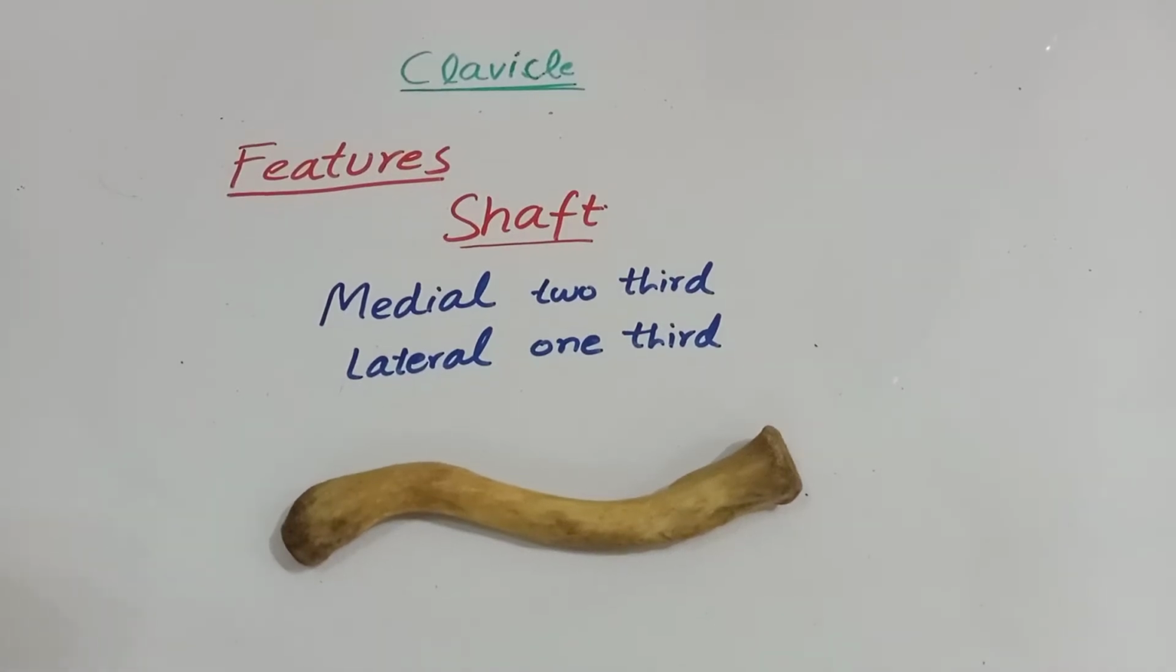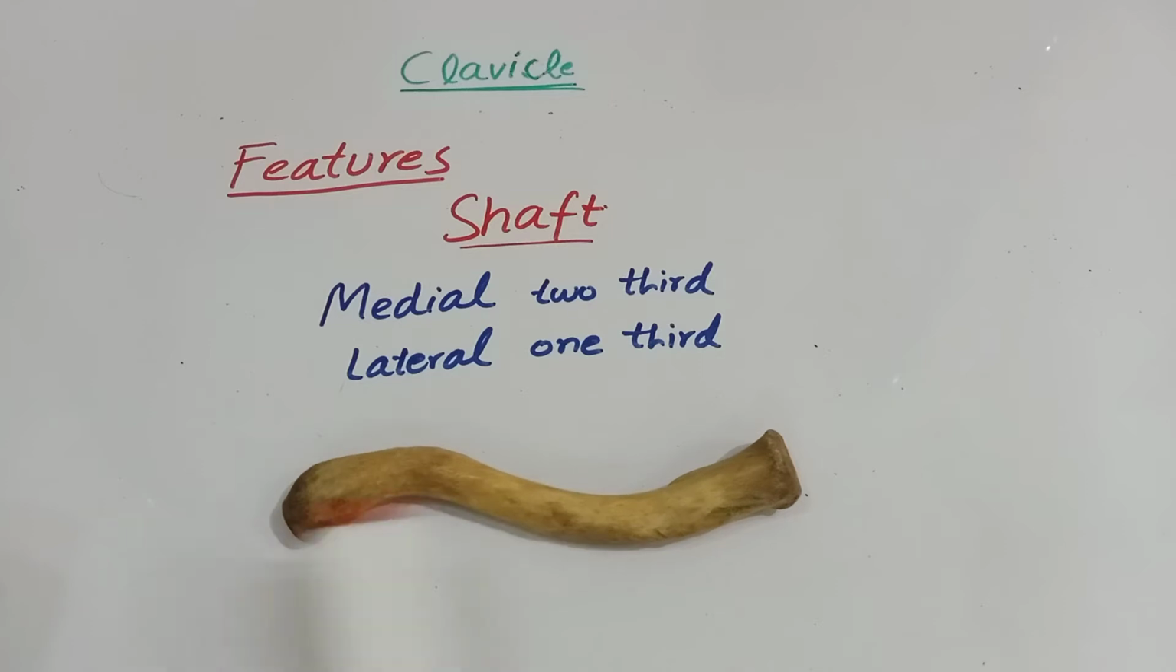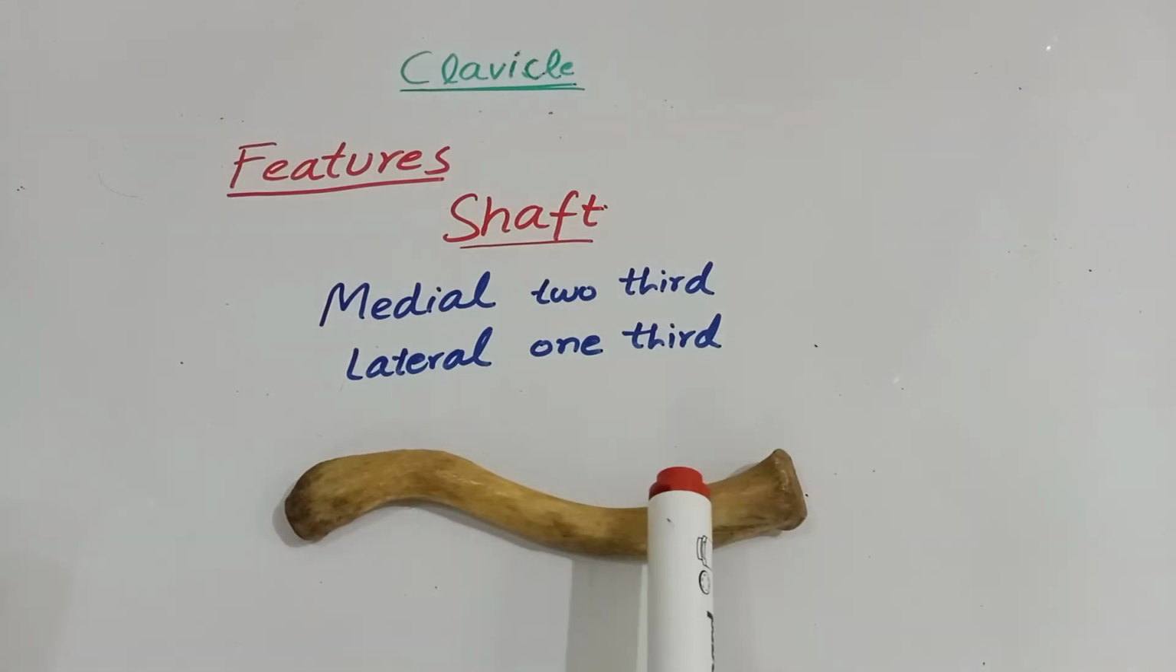We are going to start the features of the clavicle bone. The clavicle has a shaft and two ends. The medial end is also called the sternal end as it gives attachment to the sternum, and the lateral end is also called the acromial end as it is attached to the acromion process of the scapula. So first of all we will discuss the shaft.